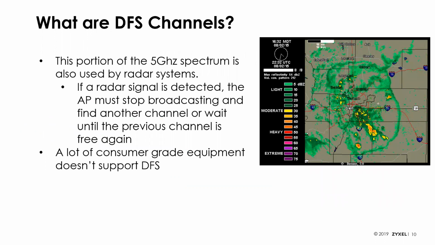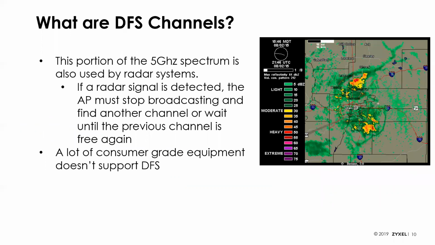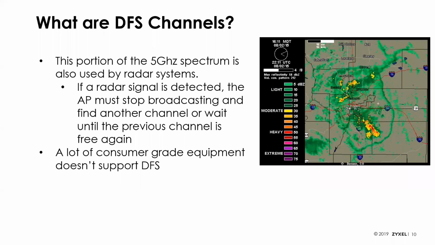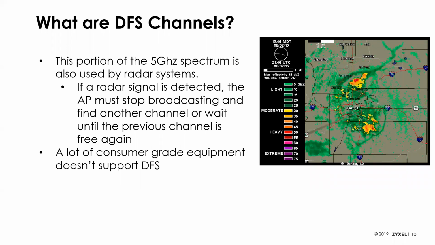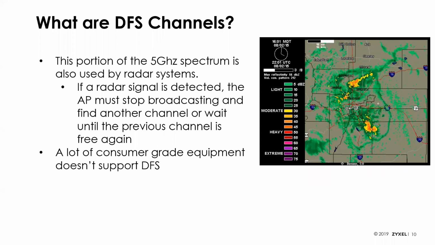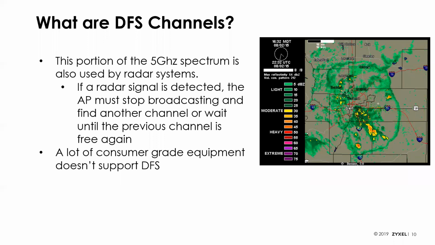So DFS channels are channels that were part of the 5 gigahertz spectrum. Originally, to use 5 gigahertz, you had to have a license, and these licenses were reserved for certain different technologies. The most common of which is radar. Whether we're talking radar at an airport or weather radar, those are using those frequencies. So when the FCC decided to open up the 5 gigahertz spectrum to non-licensed devices such as Wi-Fi access points, they created a technology called DFS.